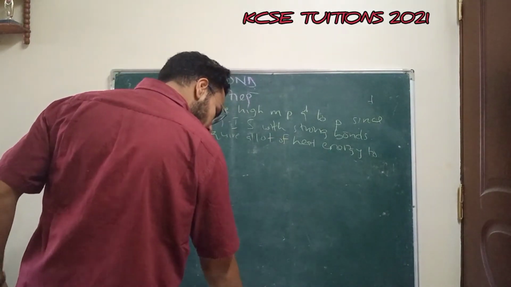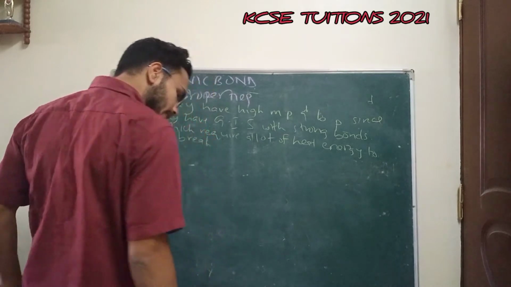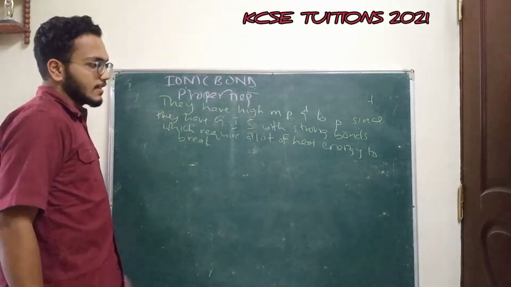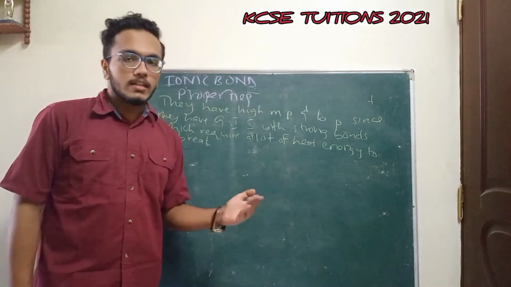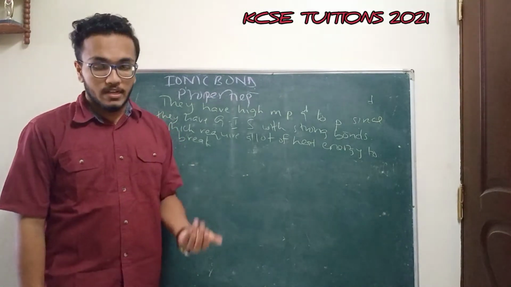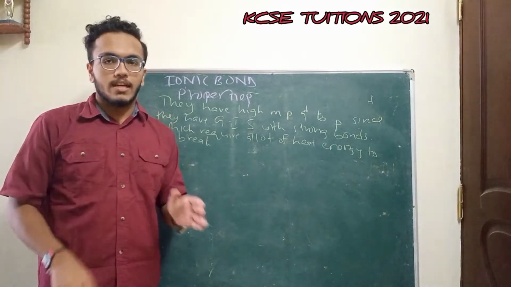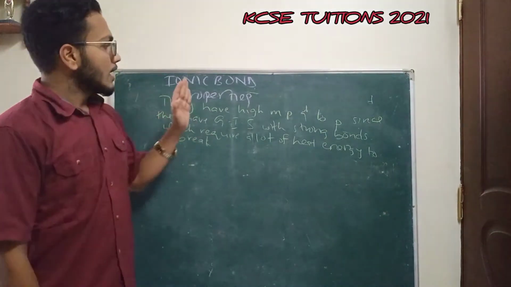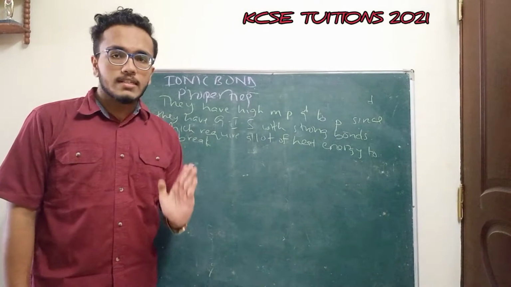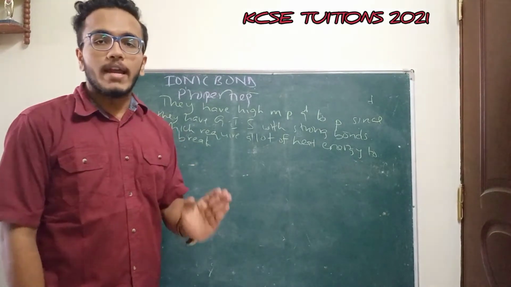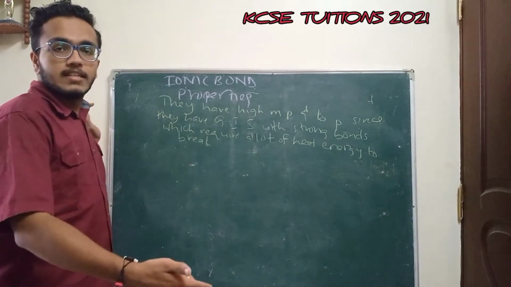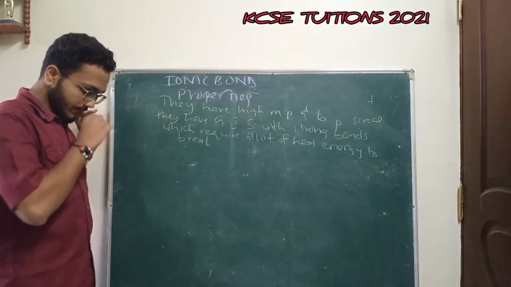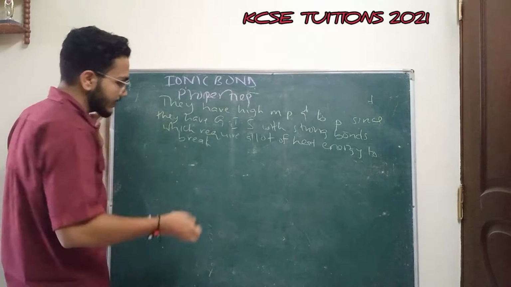Property number 2, they conduct electricity in molten or aqueous state but not in solid state. Why? We saw alkali metals and alkaline earth metals conduct electricity due to presence of delocalized electrons. However, ionic compounds conduct electricity due to presence of mobile ions. The ions such as sodium ion, chloride ion, magnesium ion, fluoride ion are the ones that conduct electricity.